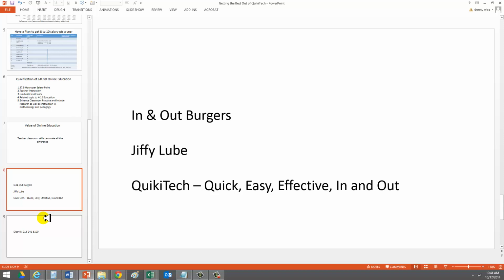Another thing I want to show you is look at these 3 companies. What do they all have in common? What does In-N-Out have in common with Jiffy Lube? And what does it have in common with QuikiTech? Well, all 3 of these institutions tailor to the busy working professional.